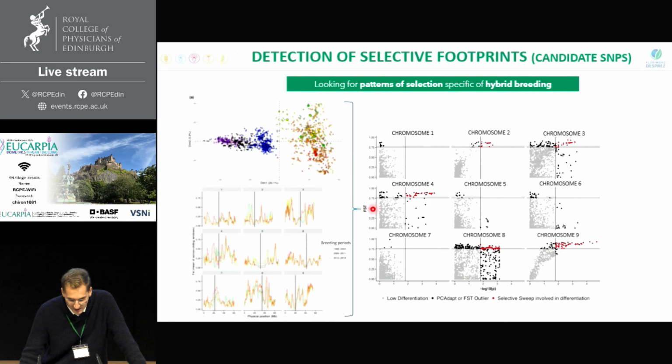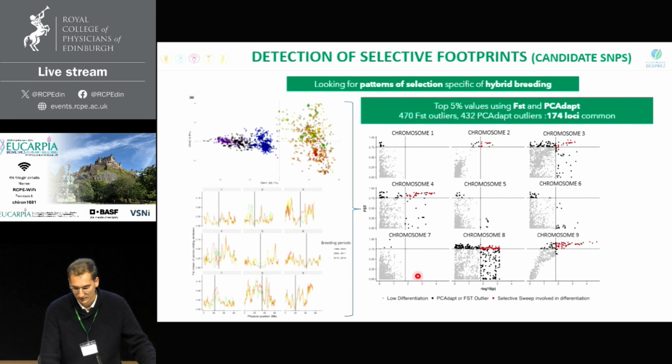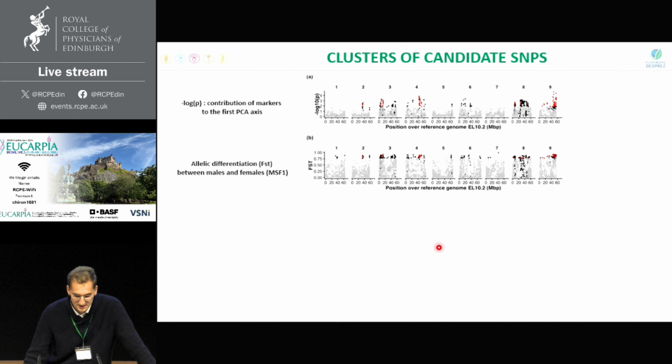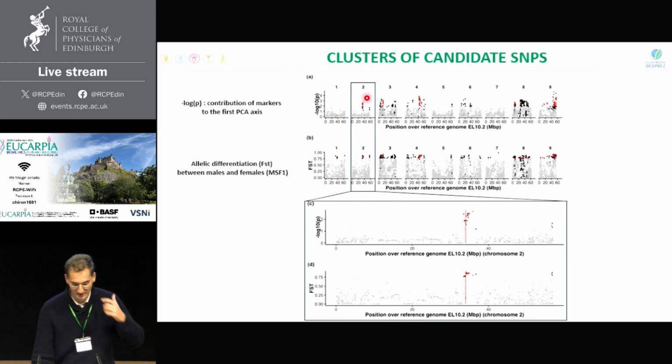So here, FST on the y-axis and the p-value associated with contribution to the first PCA axis. And with this, we can identify 174 loci that are in common between the two methods. And we can clearly see, when we are looking at the 9 chromosomes along the genome, that maybe we have clusters of differentiation. For example, zooming in on the second chromosome, you can clearly see that we have a pattern here that is really coming through.